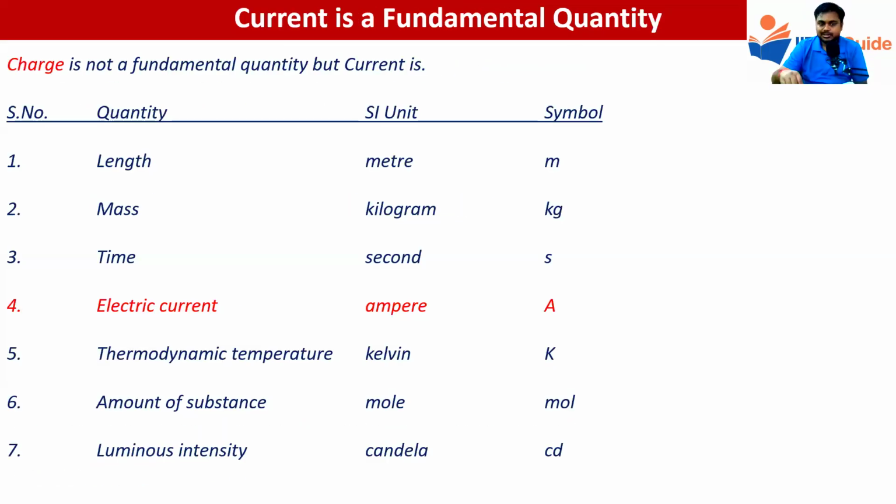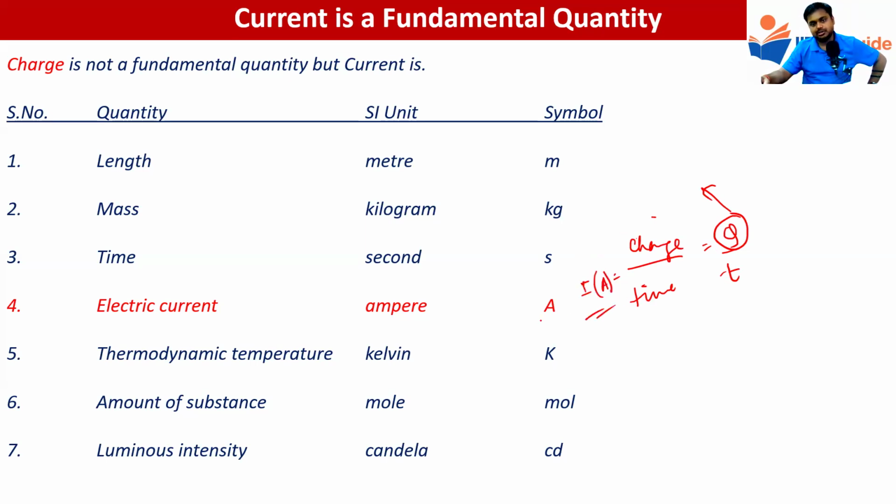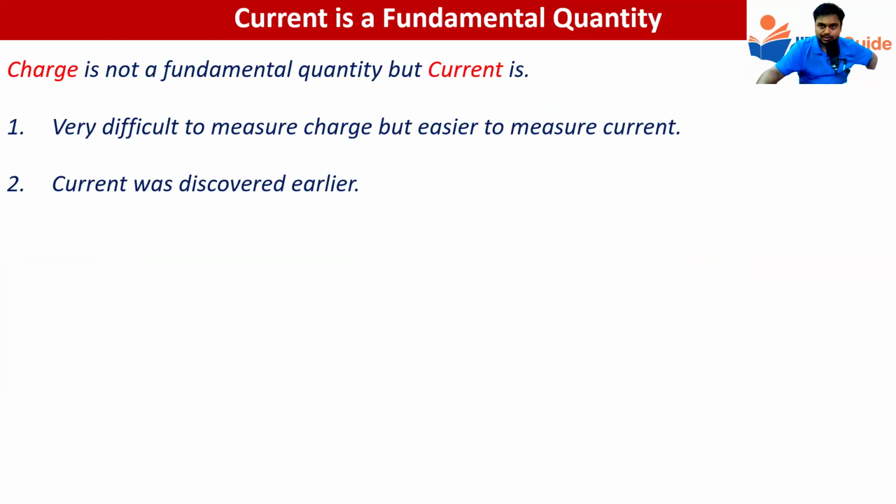Now, one interesting thing is that charge is not a fundamental quantity, but current is. Current is basically charge divided by time, q over t. So ideally, q should have been the fundamental quantity, but no, the ampere, which is the unit of current, is the fundamental quantity. Why is it so? Because of two reasons. It's very difficult to measure charge, but it's easier to measure current.